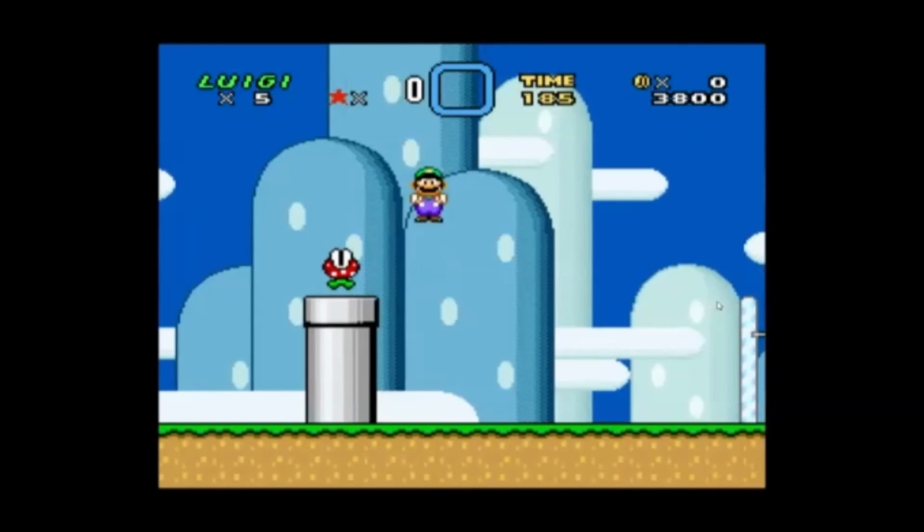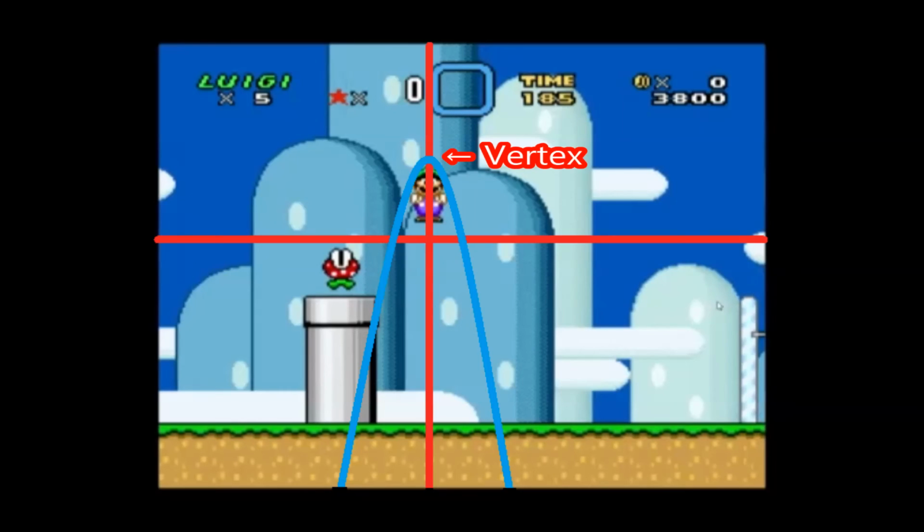See the top of Luigi's head? That's the vertex of the parabola. The vertex is the point where the parabola changes direction. In this case, it is the highest point Luigi was able to jump, and where Luigi starts to drop down because of gravity.